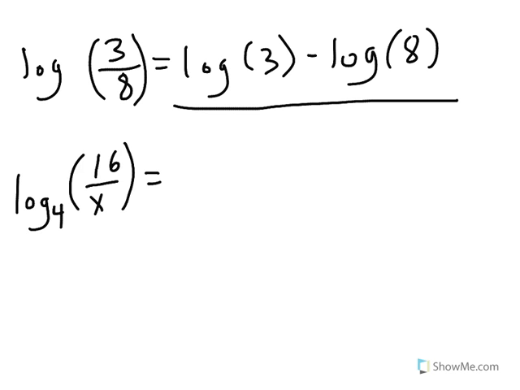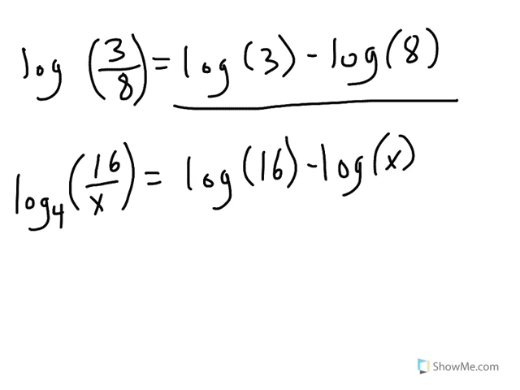In the second example here, I'm changing the base now, and I'm using a base of 4 instead of a base of 10. So I have the log base 4 of 16 divided by x. So when I rewrite this, I would have the log of 16 minus the log of x. And actually, I'm sorry, it'd be the log base 4 of 16 minus the log base 4 of x.